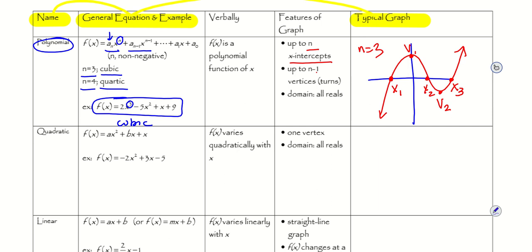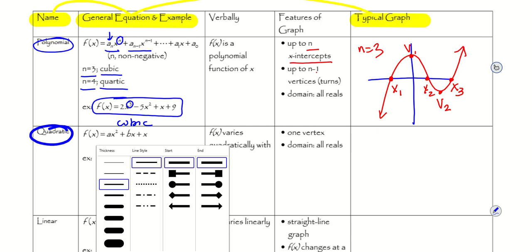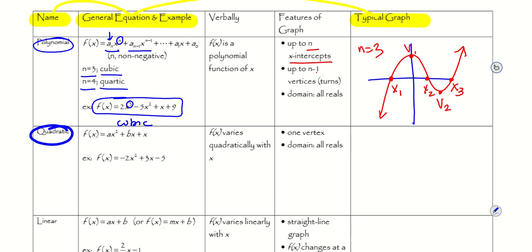The second type of function we're going to talk about is a quadratic function. Quadratic functions are actually a special type of polynomial function. We look at them so often that we'll use the name quadratic over the general polynomial because it's more specific. Those polynomial functions will take the form of ax squared plus bx plus c. This is an example of a quadratic function.